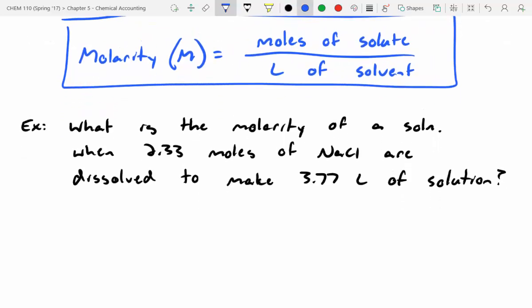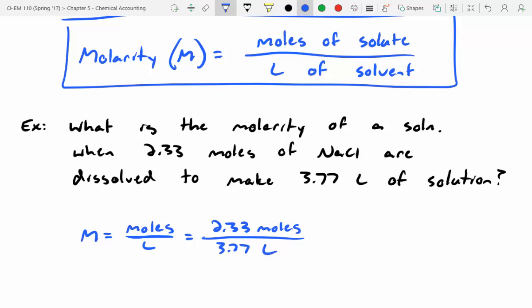What do you guys think? How should we set up this problem? Yeah, it's pretty straightforward, right? So we know molarity, that M is going to be moles over liter. We know we have 2.33 moles. And our total volume is 3.77 liters, which gives us a molarity of 0.618 molar with a big M. So our unit in this case we need to keep track of. Does that make sense?